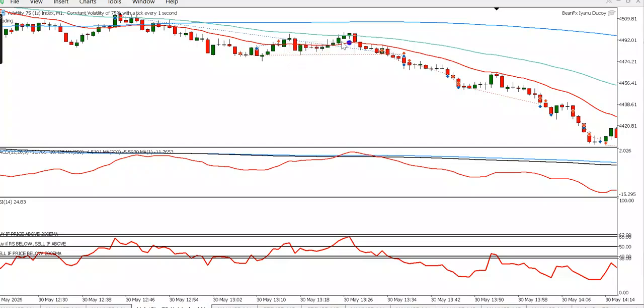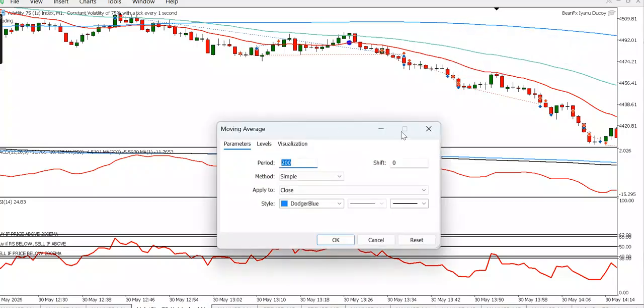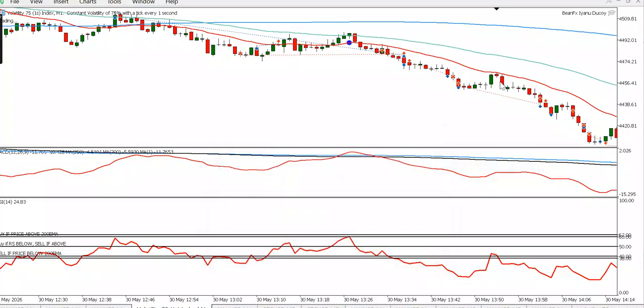If the other two moving averages are under the 200 SMA, then you look for sell signal only.